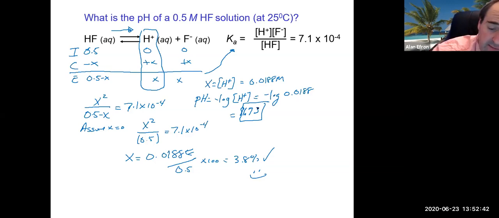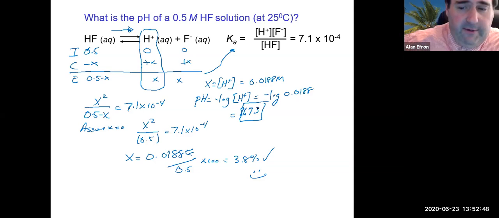As we talked about last time, you don't have to do the assumption. If you want to do the quadratic formula, you could do that as well. Again, you should get pretty much the same answer. There might be some slight variance depending on how you round. For example, if I rounded 0.019, I might get a different number than what I got here. Any questions on that?